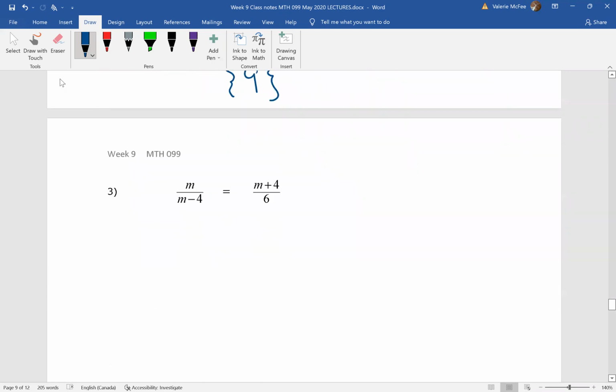Why don't you pause your video and try this one? Multiply both sides of the equation by the lowest common multiple. 6 times m minus 4.